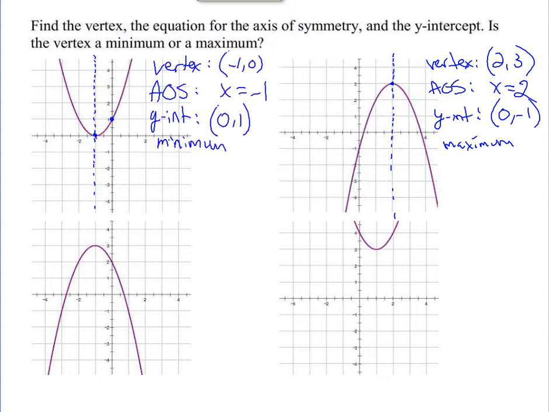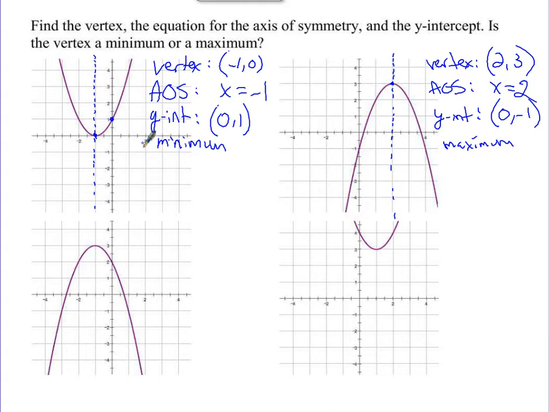So let's talk about these bottom two. Last time we had to find the vertex. What does AOS stand for? Good. And the y-intercept, and decide whether it was a minimum or a maximum. That's probably the easiest part if you're looking at the graph, is finding out if it's a minimum or maximum.